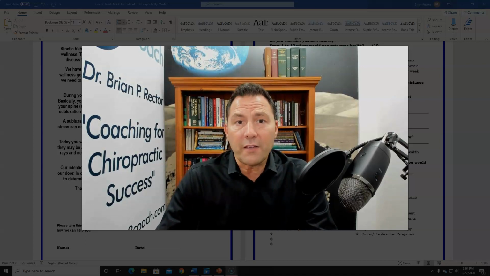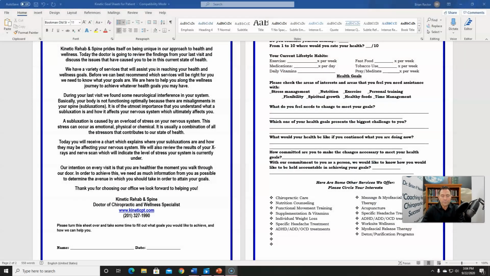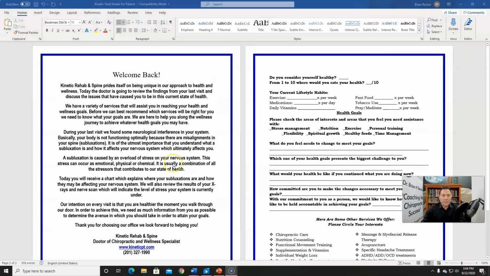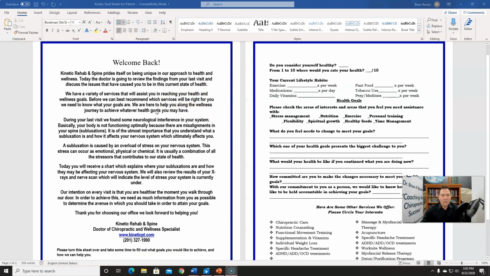So without going any further, let's take a look at what a goal sheet looks like for a patient. So let's take a look here. Here you can see it says welcome back, right? So this is their second visit. This one is written up for kinetic rehab and spine. And this is what you're trying to communicate to the patient. So it's really your philosophy that's written here, in a description of what the patient is going to experience.